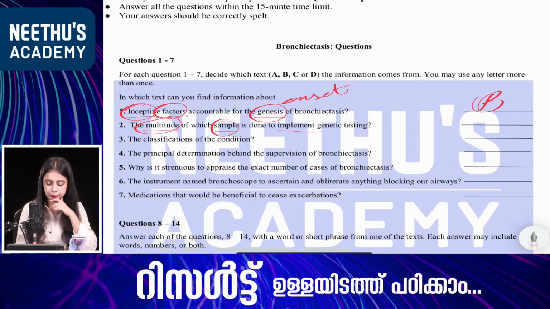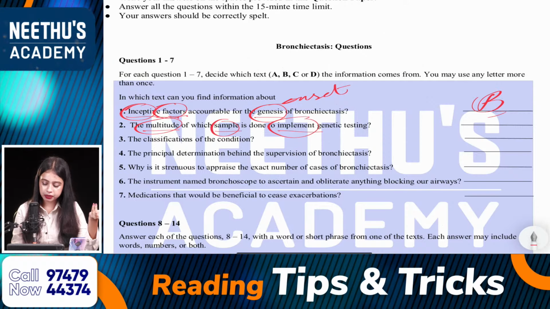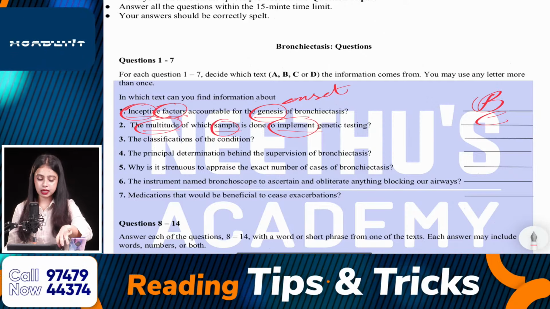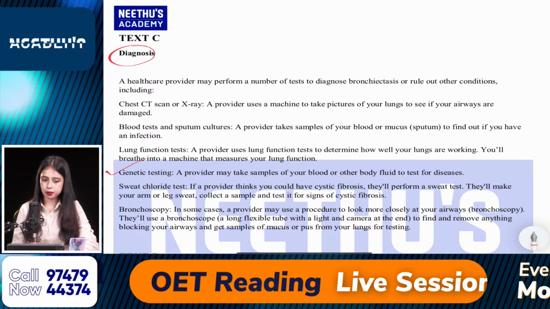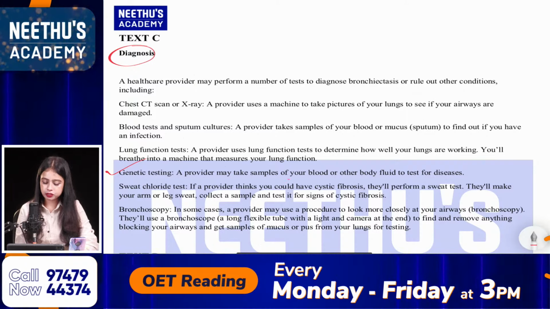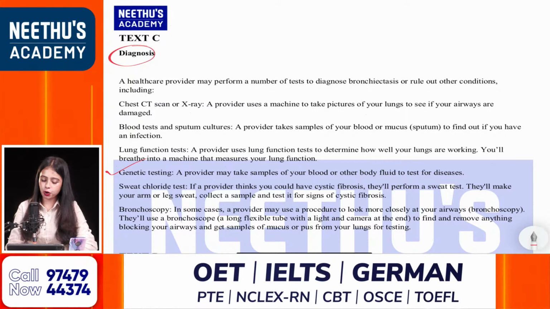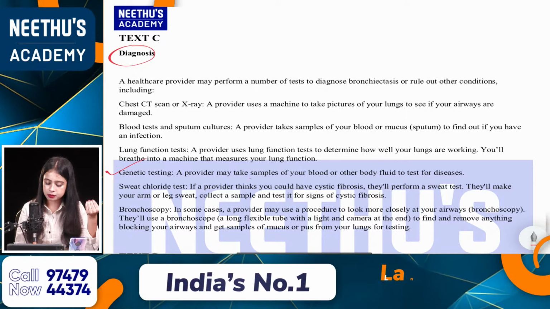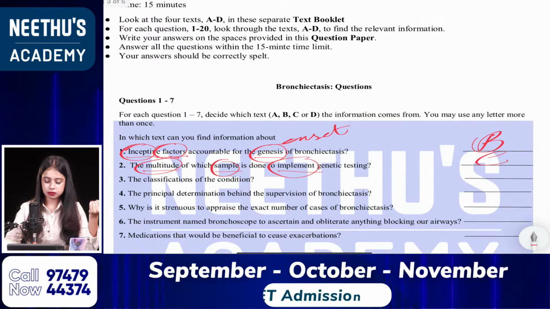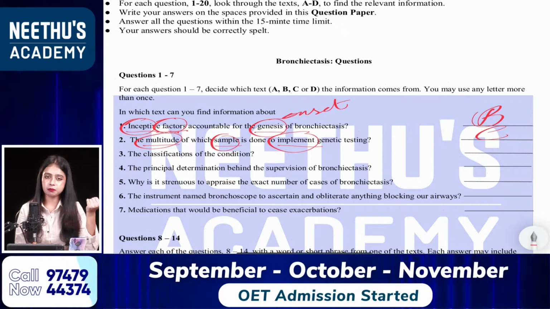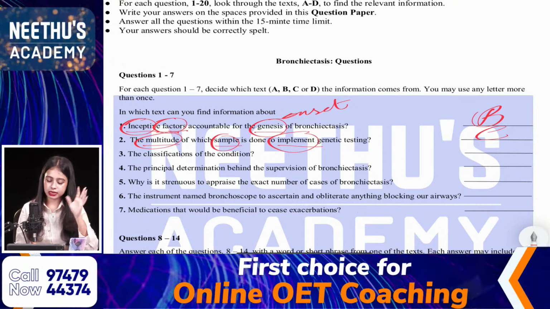Sample, implement. Okay, and your answer is correct, very good, which is from text C. And text C is all about diagnosis, and genetic testing is mentioned in text C. A provider may take samples of your blood or other body fluids to test for the disease. So multitude, which means what? Different types of. What are the samples taken here? Blood or other body fluid. So that means answer is from C. Implement here means which will help you to, or use. So that is text C.